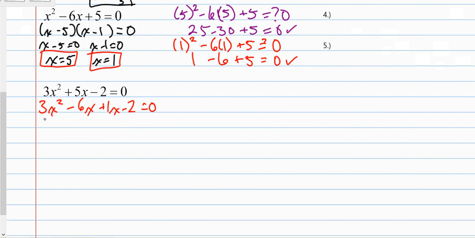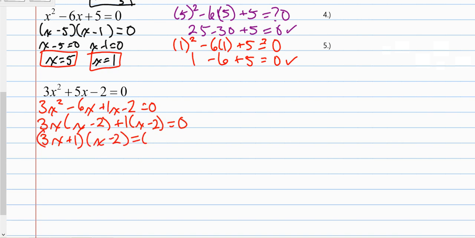Factor this by grouping. Factor out a 3x. I'm left with an x minus 2. And from this side, they only have a 1 in common. So factor out the 1, x minus 2. This whole thing still equals 0. As I finish factoring this, I get a 3x plus 1 and an x minus 2 equals 0.